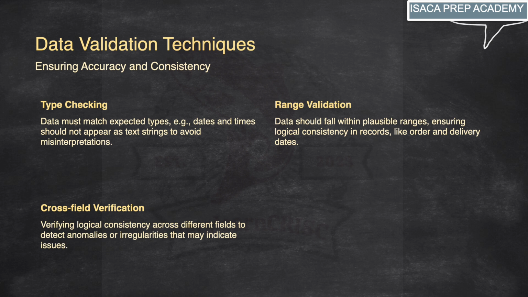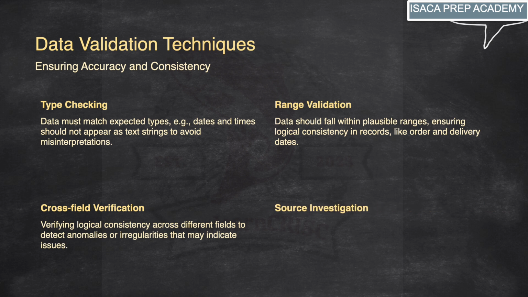And if there are inconsistencies, friends, such as a customer claiming to be 10 years old but having a birth date indicating they are 50, it could signal a data entry error or potential fraud. And by performing cross-field verification, friends, organizations can identify and address such issues, ensuring the integrity and accuracy of the data for analysis and the decision making process.